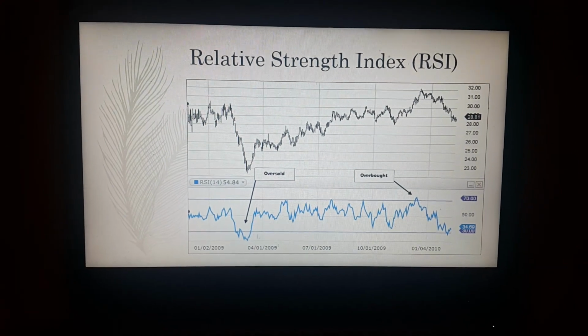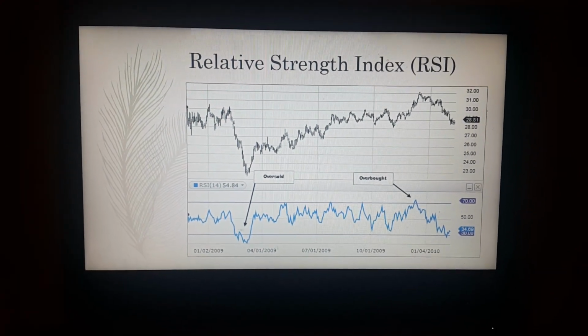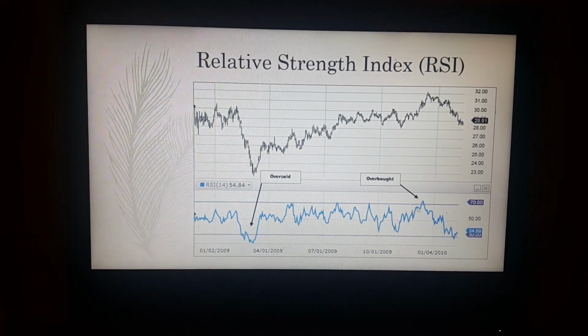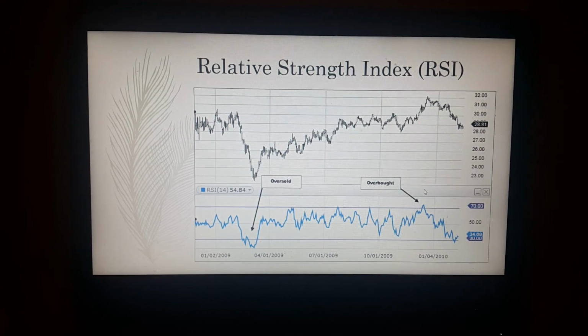When RSI is below 30, it means the market is oversold, and when the RSI is above or exceeds 70, it means the market is overbought.